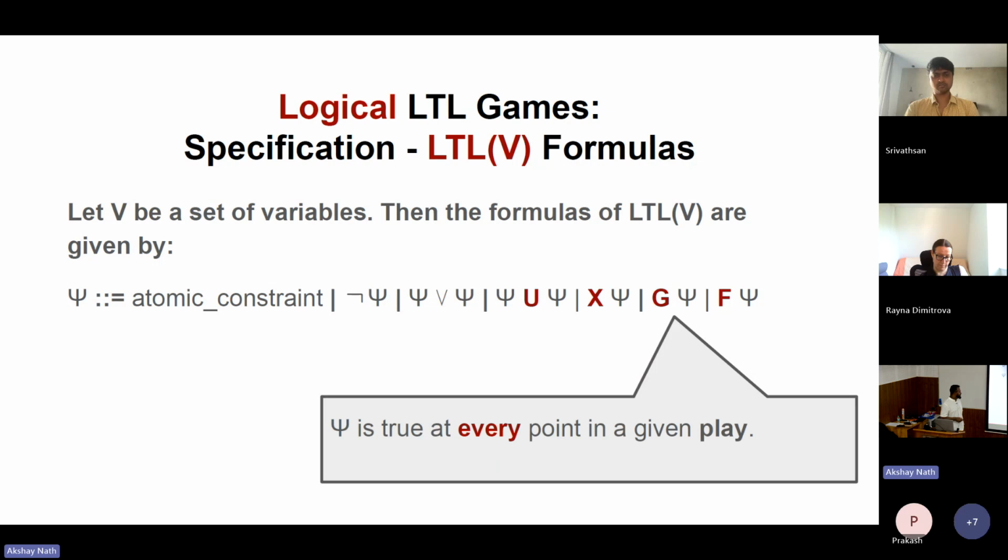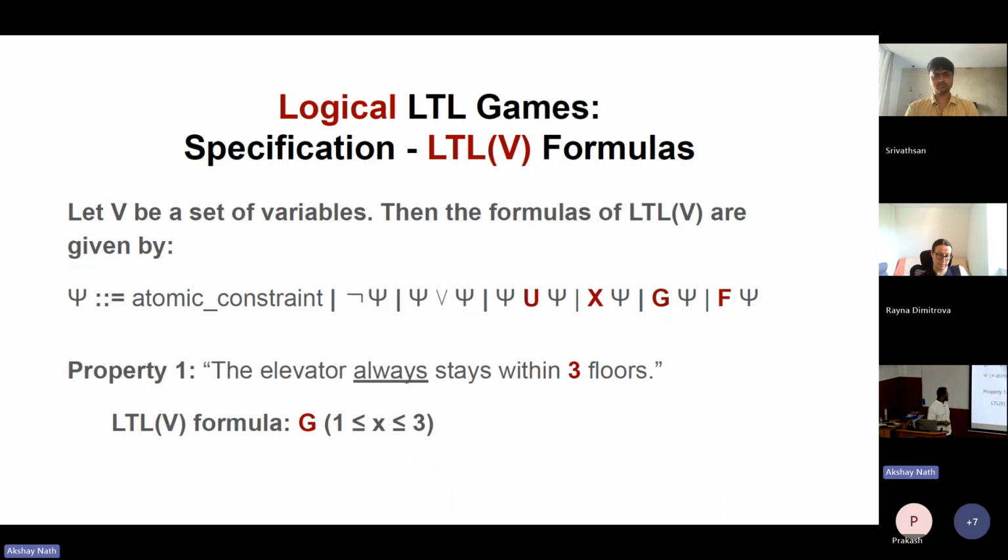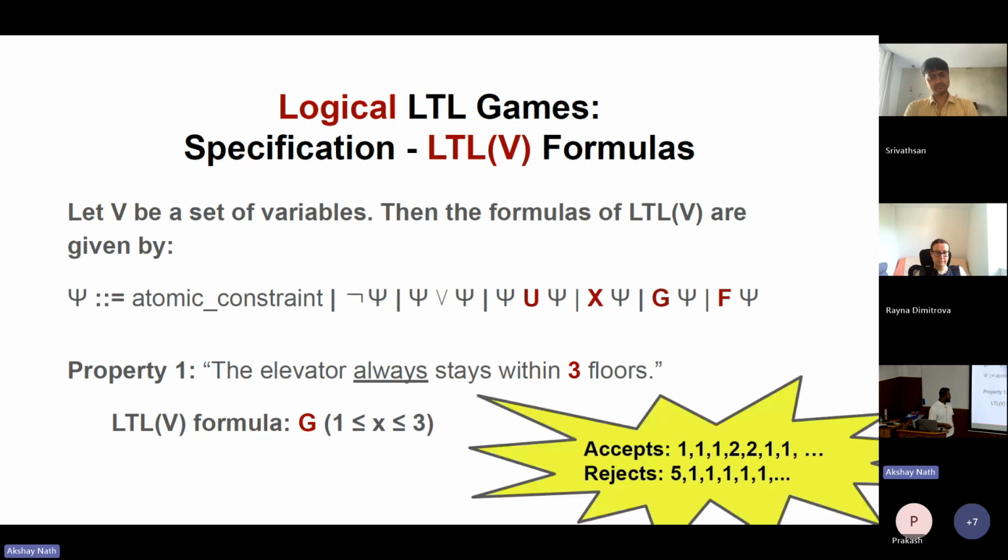For example, G of psi means psi is true at every point in the given play. Let me motivate it with an example. For example, we could have a property that says the elevator always stays within 3 floors. This can be denoted by the LTL formula G of x is between 1 and 3. Right? So at every time step, at every point in the play, x should be between 1 and 3. And of course, this accepts this play here, but it rejects this play because 5 does not satisfy the constraint.